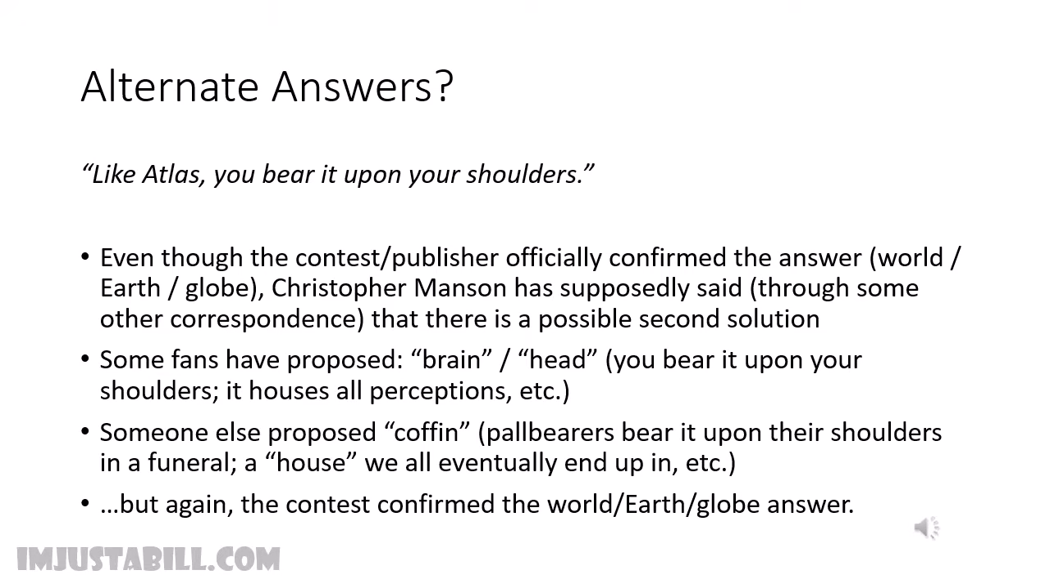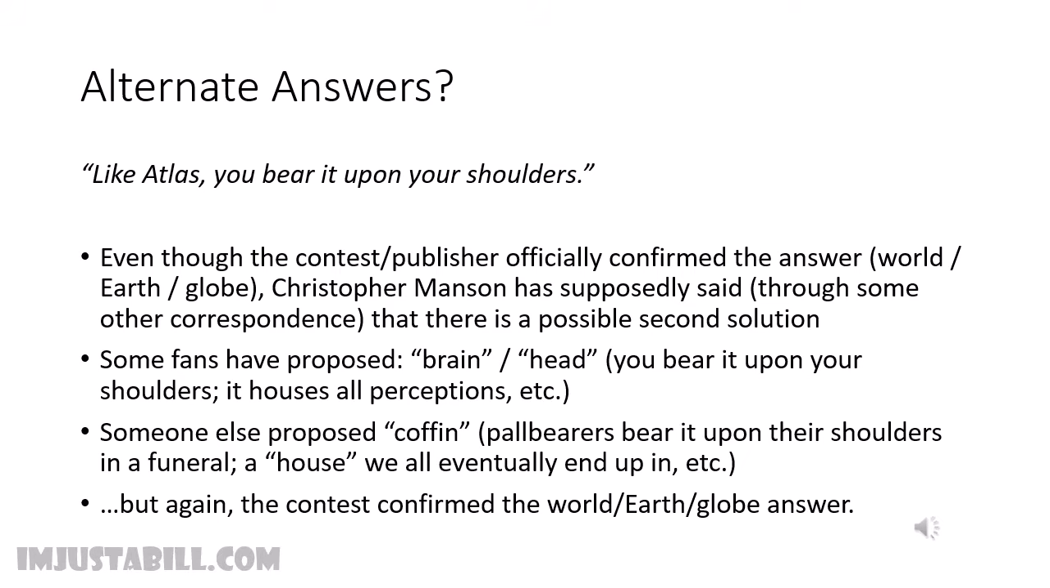A couple of final things I want to interject. Some fans have proposed alternate answers to that, like Atlas, you bear it upon your shoulders. So the obvious answer is like an Earth or globe or world. And even though the contest and the publisher officially confirmed that is the answer, there was some talk I noticed on intotheabyss.net that Christopher Manson has supposedly said through some correspondence that there is a possible second solution. And some fans have proposed brain or head, that being another answer.